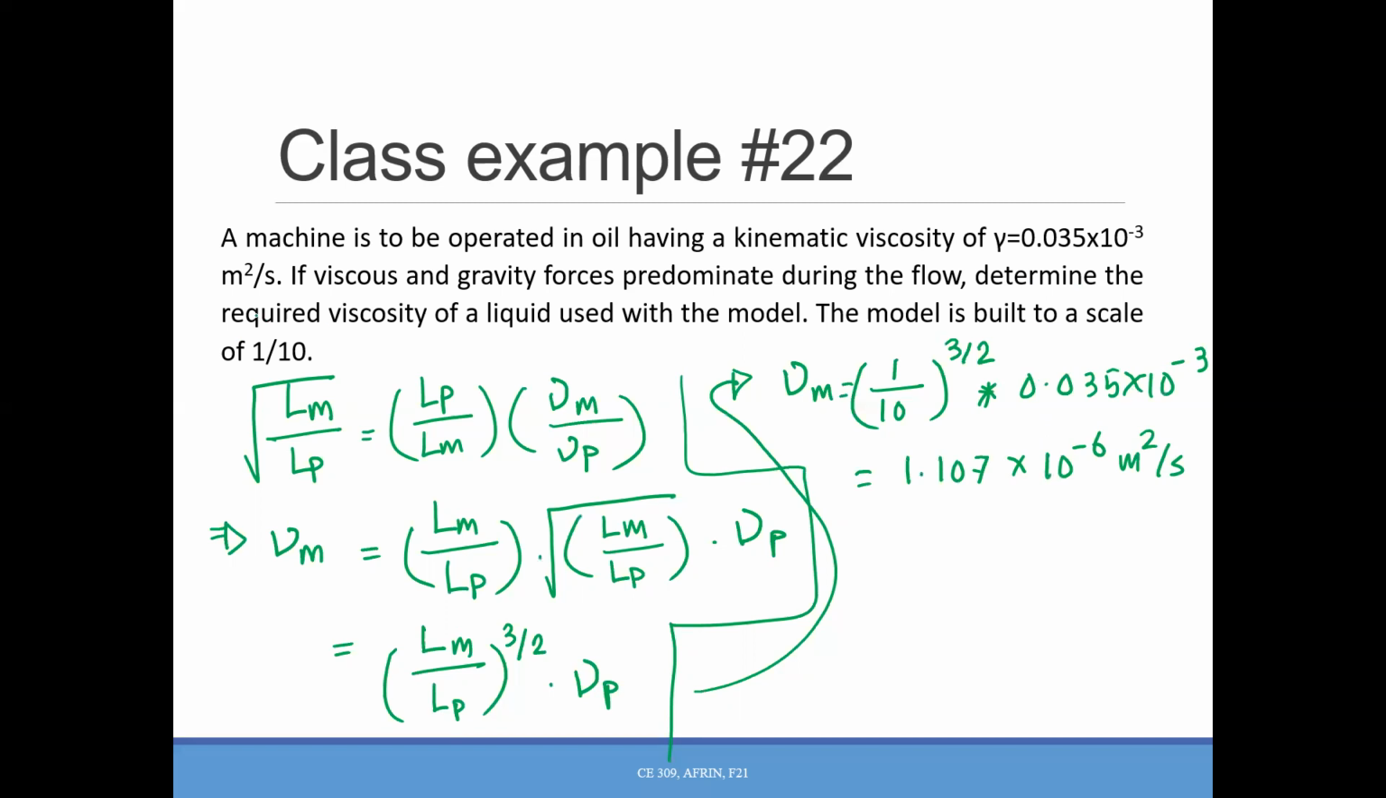And that is the required viscosity of the liquid used with the model. So that was the viscosity for the model, and this was the viscosity for the actual prototype. Now here you can see in this problem both fluids were liquid, but it can be air and liquid both, but that will not create any problem because you will use the individual viscosity, and that will solve the problem by itself.